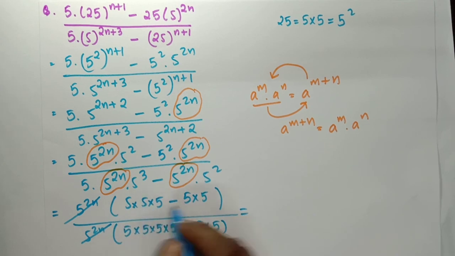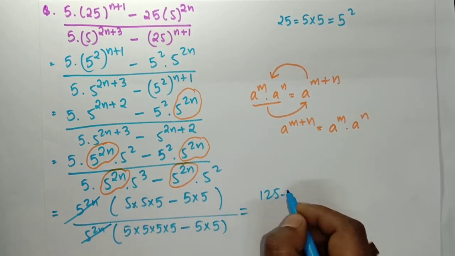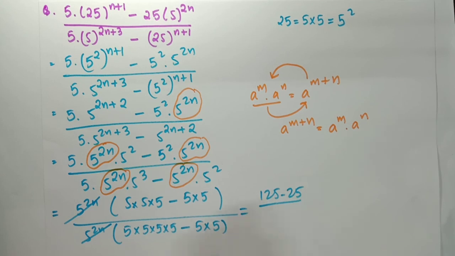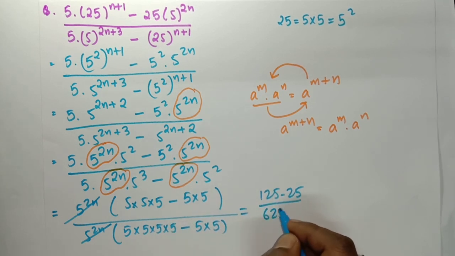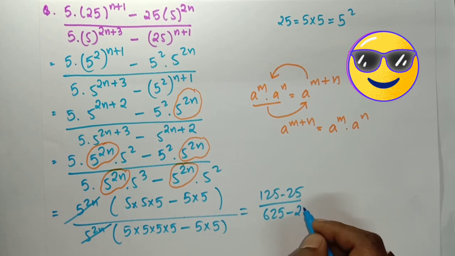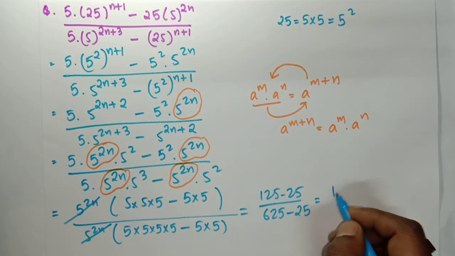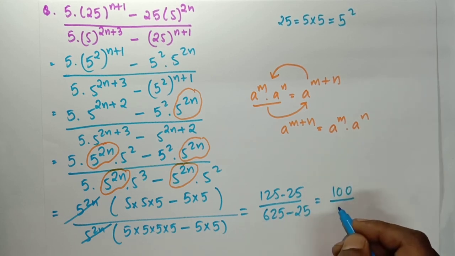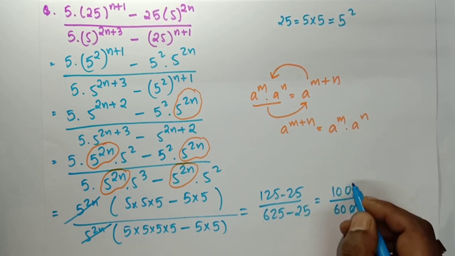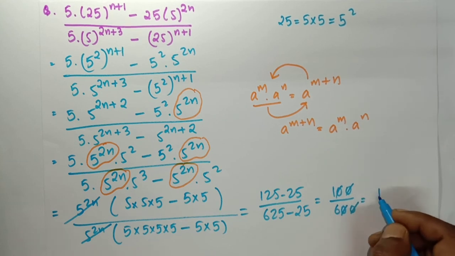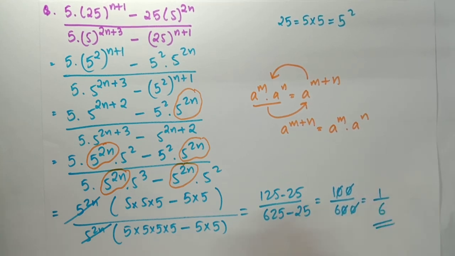5 5s are 25, 25 5s are 125, minus 5 5s are 25. Now 5 5s are 25, 25 5s are 125, 125 5s are, how much will it be? 625, minus 5 5s are 25. So 125 minus 25 will be 100. 625 minus 25 is 600. So 0 0 get cancelled, 0 0 get cancelled. So I got 1 by 6. So this is your final answer.